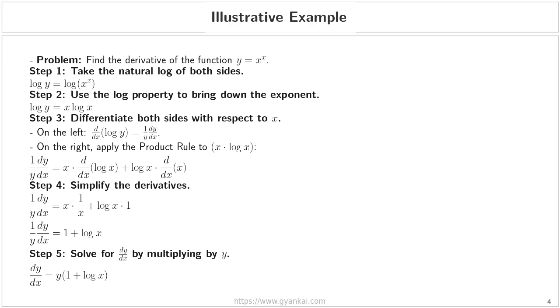Moving to step 5, we need to isolate the derivative. To do this, we multiply both sides of the equation by y. This gives us dy over dx equals y times the quantity 1 plus the natural log of x.